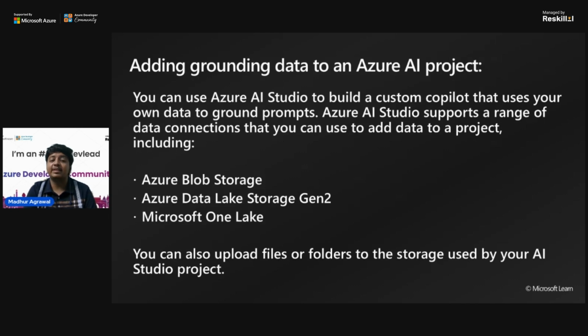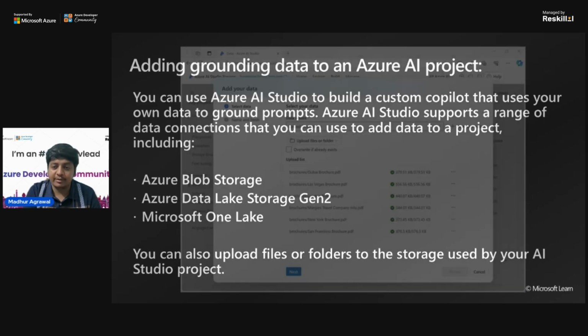So basically, these are three options that are available, and you can also upload files and folders to the storage used by your AI Studio project. So that you can bring your own grounded data for your Azure AI project and basically train your own RAG model.